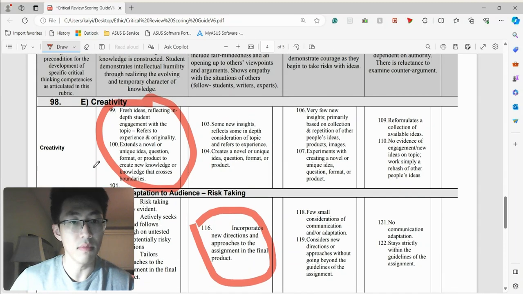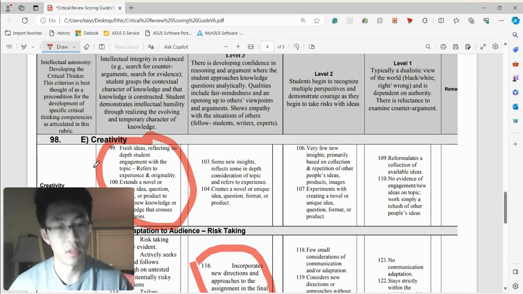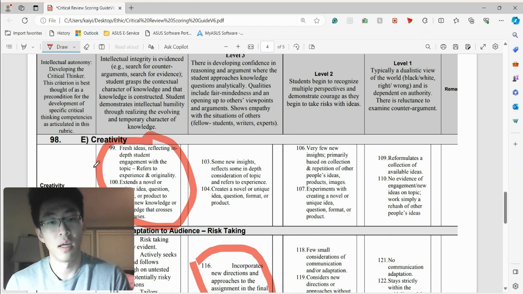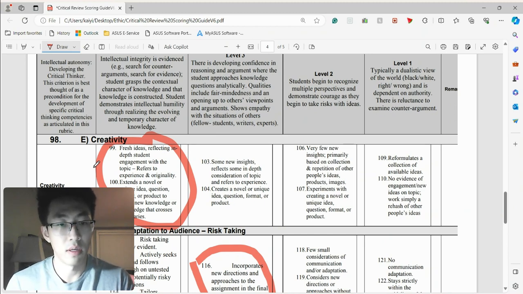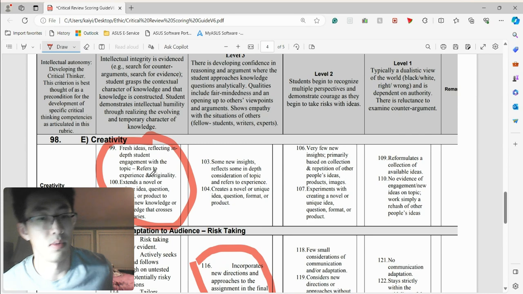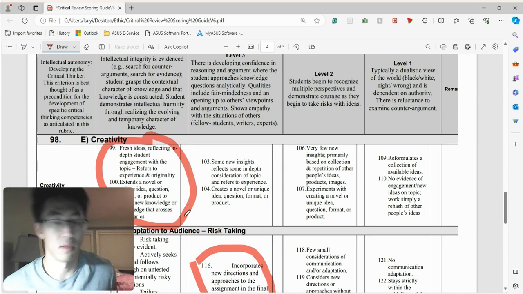Creativity. I gave myself a 4, fresh idea, reflected in in-depth engagement with the topic. And I also did refer to my experience working as an electrical designer. I've seen how my colleagues used to draw on these huge boards, and now they're in the storage room, we use AutoCAD. I extended a novel or unique idea, question format, product, create new knowledge or knowledge that crosses boundaries, of course.